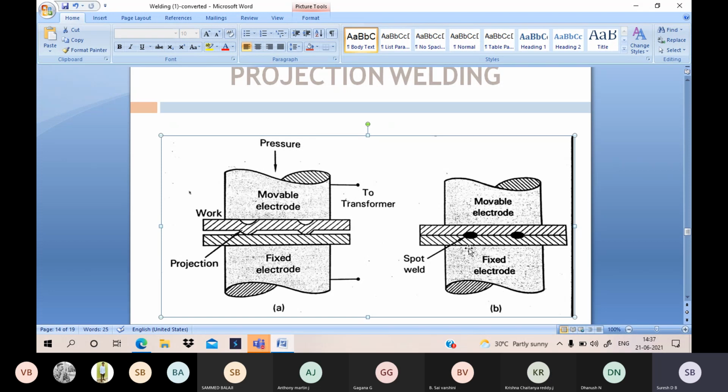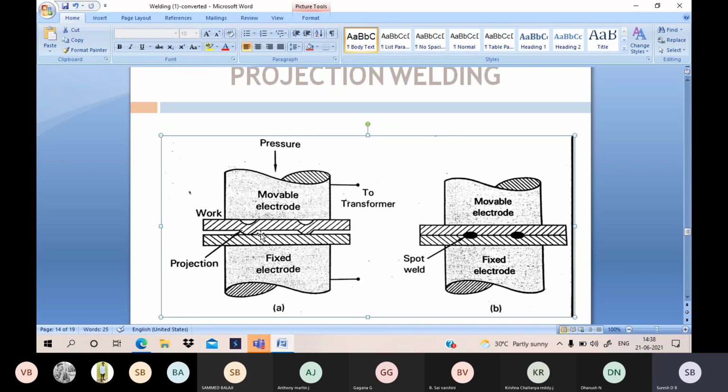See here in the second diagram, the welding is present only at this point and this point. It means only at two different points both the pieces are joined. This second one is the completion of the welding joint. That's why it is called projection welding.